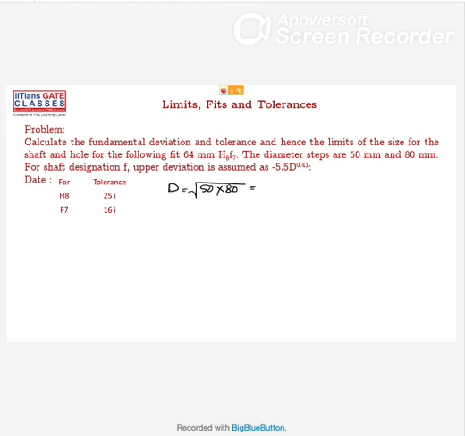According to the calculation, it is 63 point some 24. Yes, 63.246 mm. And the fundamental tolerance can be given as I, that is 0.45 into the cube root of D, plus 0.001 D. You can calculate this.